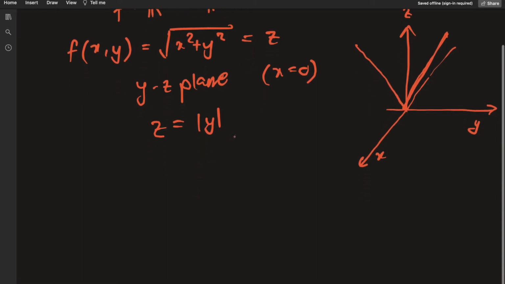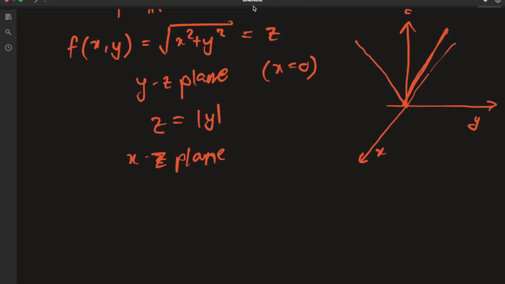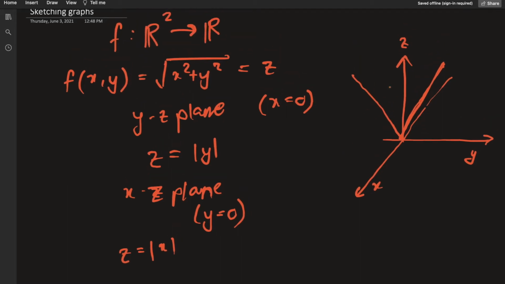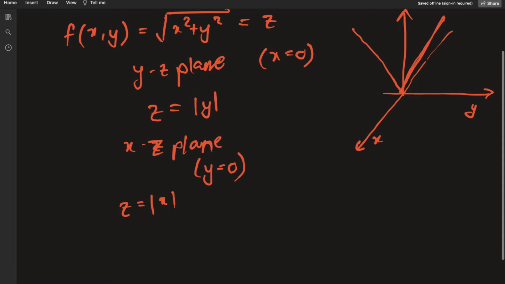And now let's see what happens in the xz plane. If you want to look at what the graph looks like, set y equal to 0, and you get z is equal to absolute value of x. So we have a similar thing. It's a little hard to show that relationship here. I won't show it, but it's similar, just in the xz plane. Okay, but this is not really enough. Just two planes, how the cross section in two planes looks, is not really helpful.